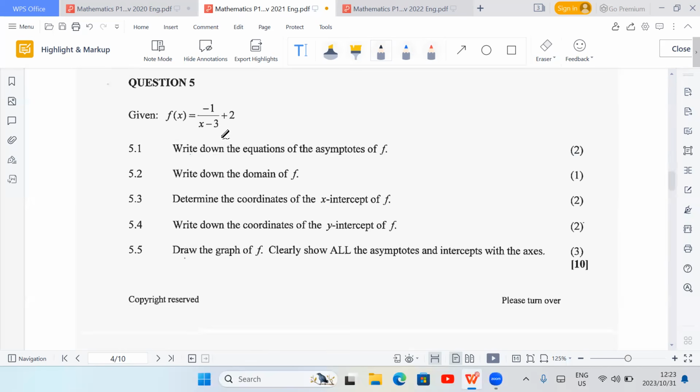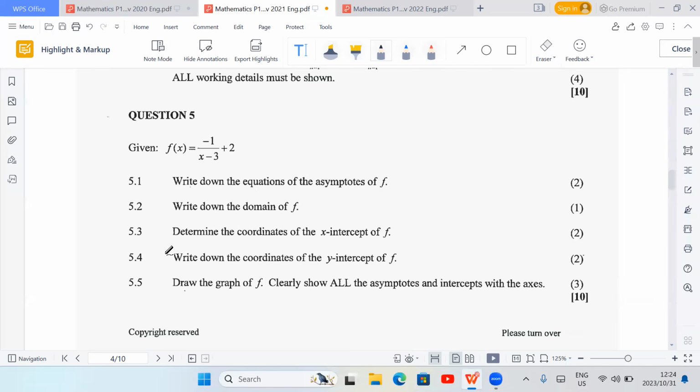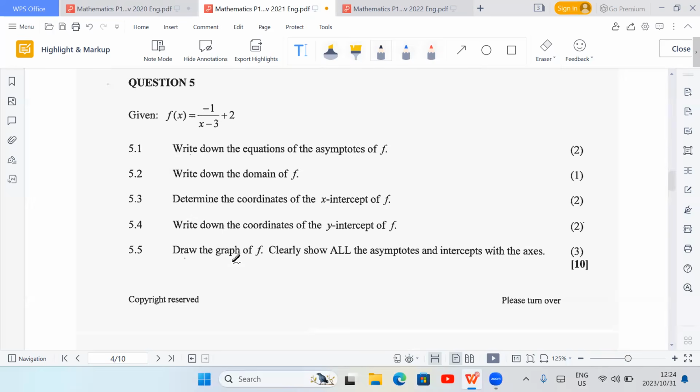And then from question 5 again, we have what? We have our hyperbola graph. Again, the questions that we spoke about, equations of the asymptote, the domain, range, determine the coordinates of the x-intercept, determine the coordinates of the y-intercept. Now, what are they saying? Draw. So it's a sketch, right? So what question they didn't ask from the ones I told you? It's only the one on axis of symmetry, right?